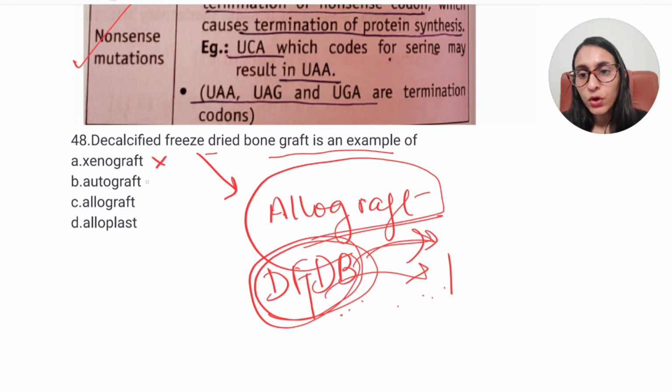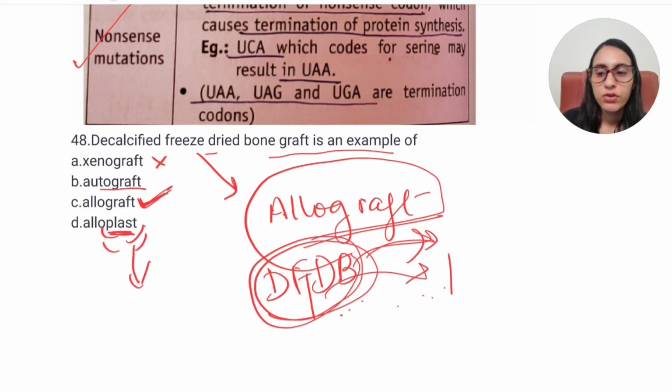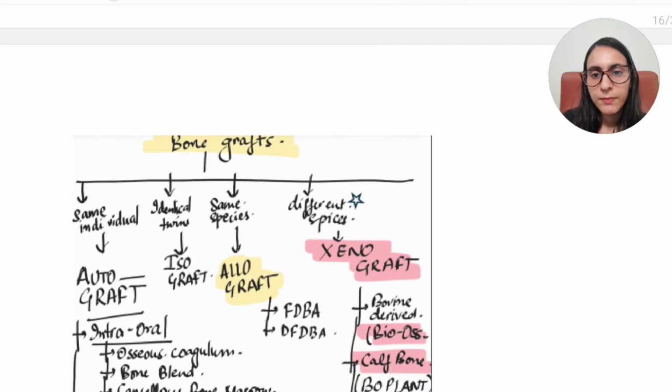Autograft involves using an individual's own tissue. That means if I want some graft, and it is taken from my body only, that is an autograft. Allograft is our answer to this question, that is, decalcified freeze-dried bone graft is allograft. And the word plast means, you can see these are plastic, that means they are artificial or synthetic materials that are used in grafting procedures, and they are not derivatives of human donors.